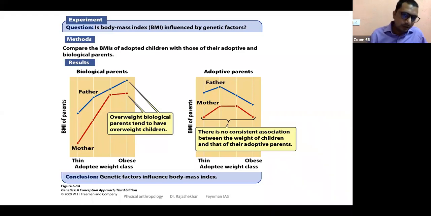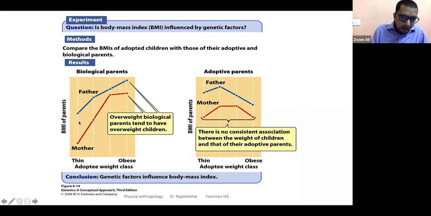Let's see. In the image you see here, on the y-axis is the BMI of the parents, mother here, father here, in correlation with the BMI of the adopted children. So children may be thin, children may be obese. And we are comparing with whom? We are comparing with biological parents here, and on the right-hand side, we are comparing with the adoptive parents. So what do you see here?